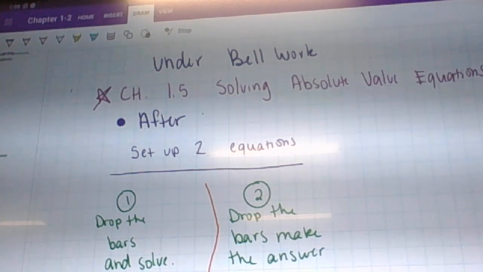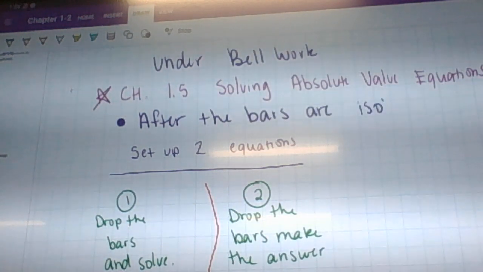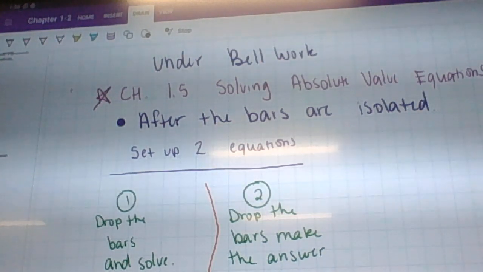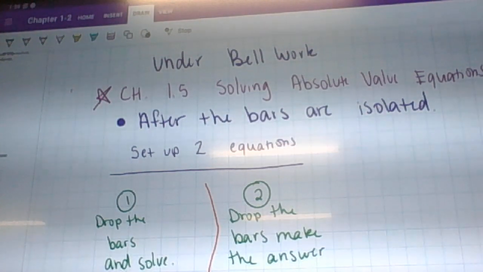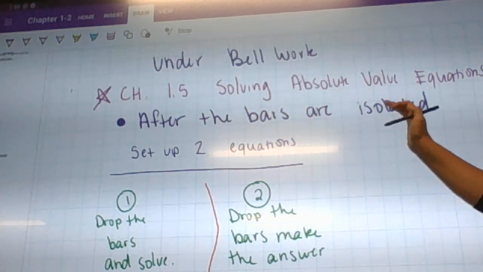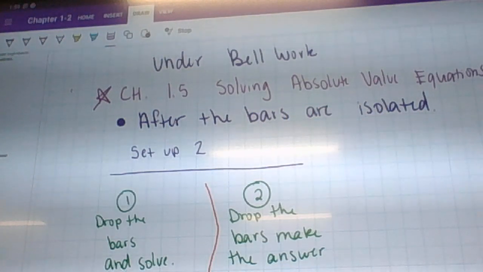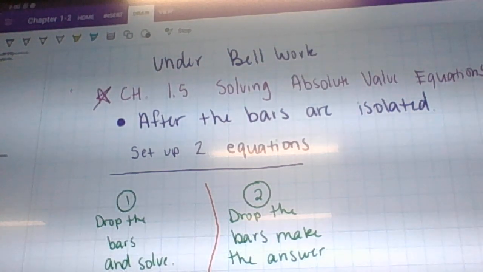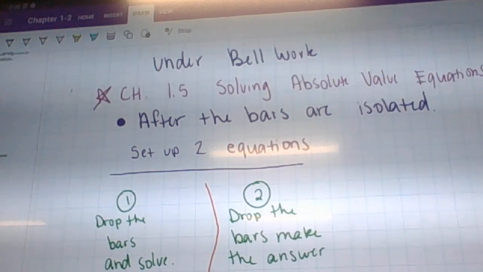After the bars are isolated. So just like before the quiz, we started out with some basic equations, and then boom, there were parentheses, and boom, there was distribution, and then boom, there were fractions. Some of these equations are going to get pretty long. So this occurs after the bars are isolated. You're going to set up 2 problems, because absolute value can show up on the negative side, or it can show up on the positive side when you don't know what it is.